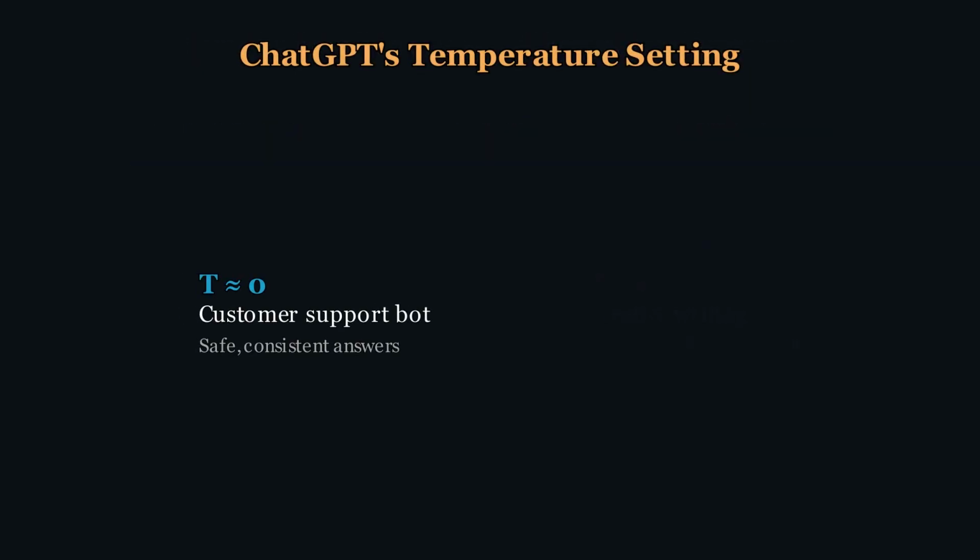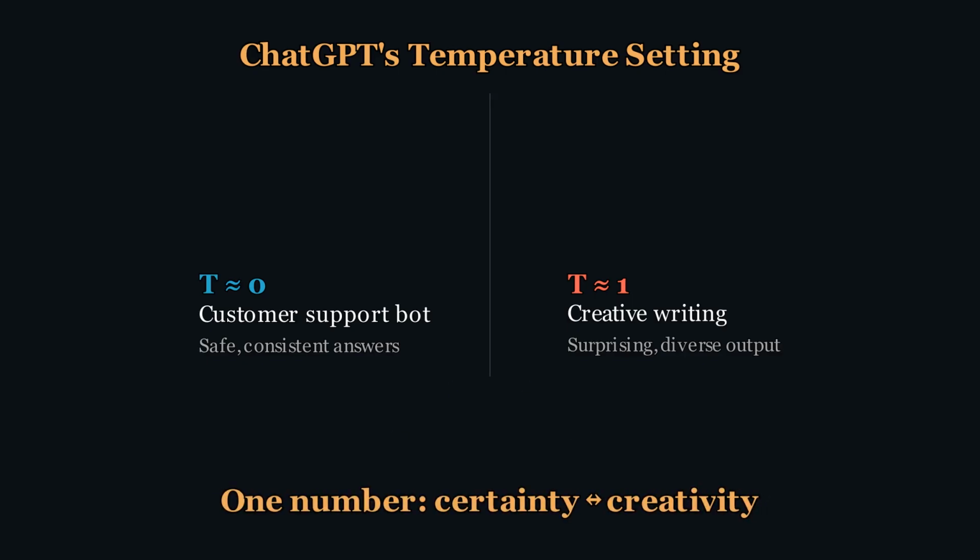This is exactly ChatGPT's temperature setting. Set temperature near 0 for a customer support chatbot. Safe, consistent, predictable. Set it near 1 for creative story writing. Surprising, diverse, sometimes wild. One number controls the entire spectrum from robotic certainty to creative chaos.